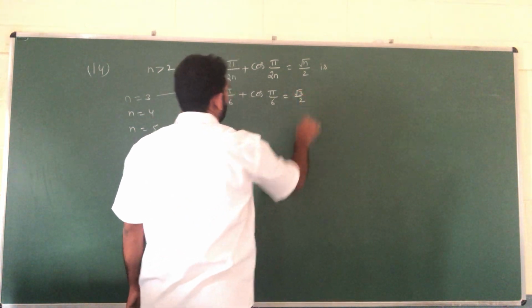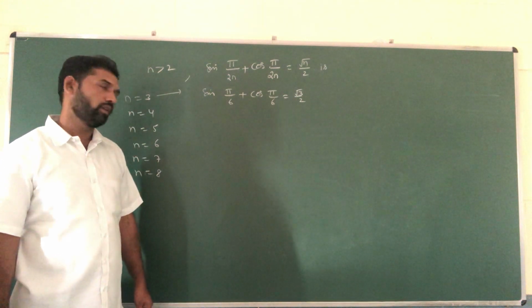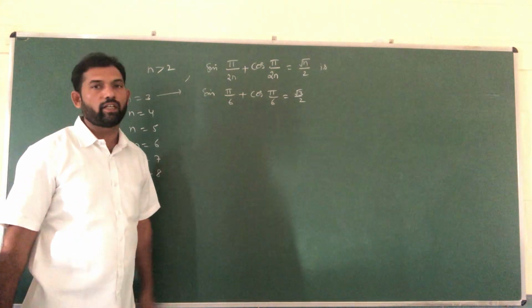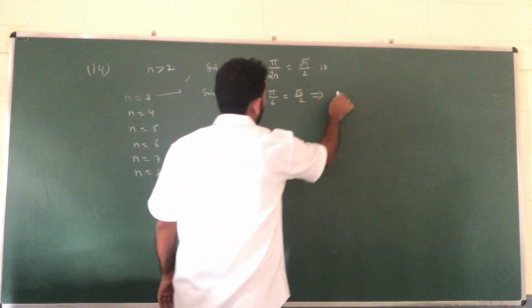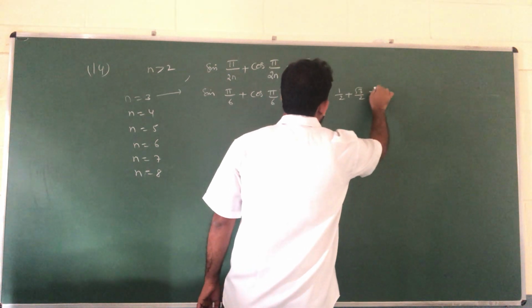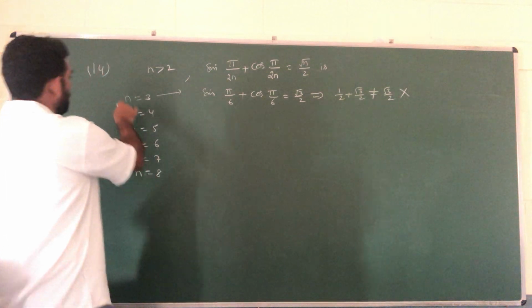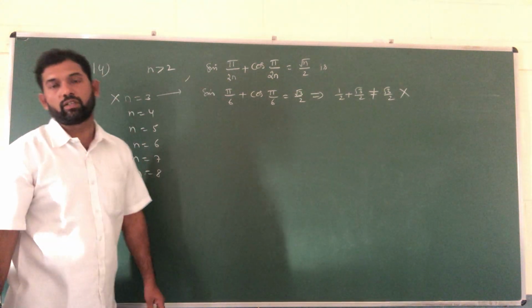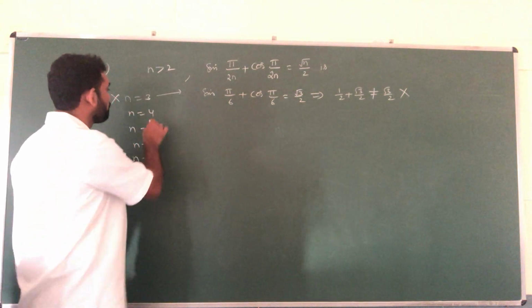Root 3 by 2. Sin pi by 6 value is what? 1 by 2. Cos pi by 6 value is what? Root 3 by 2. So it is not satisfied. 1 by 2 plus root 3 by 2 is not equal to root 3 by 2. So n is equal to 3 is not satisfied. Like that you have to proceed.